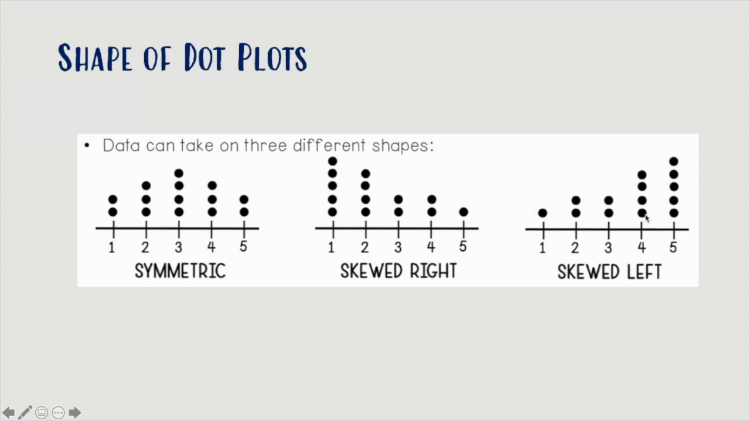Skewed to the left, the data is clumped on the right side, and the tail is pulled to the lower numbers towards the left. So those are our shapes of our dot plots.